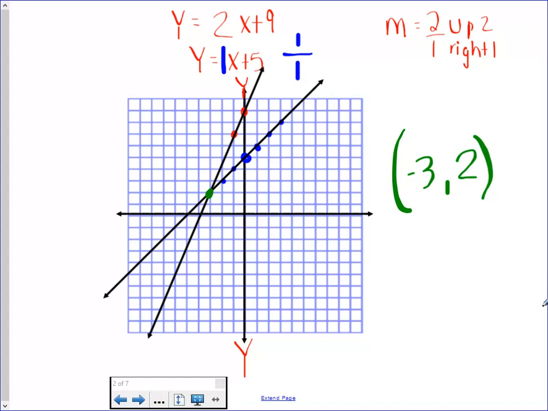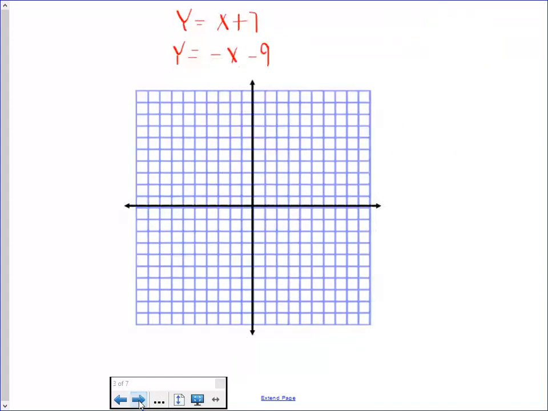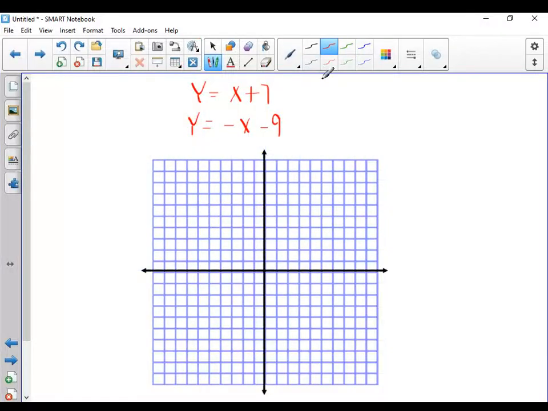And then you know the answer because where your 2 lines cross, that's your solution. So that was our first one. Now I'm going to move on to number 2, and I'm going to have you try to do this one on your own. Hopefully you can read that.